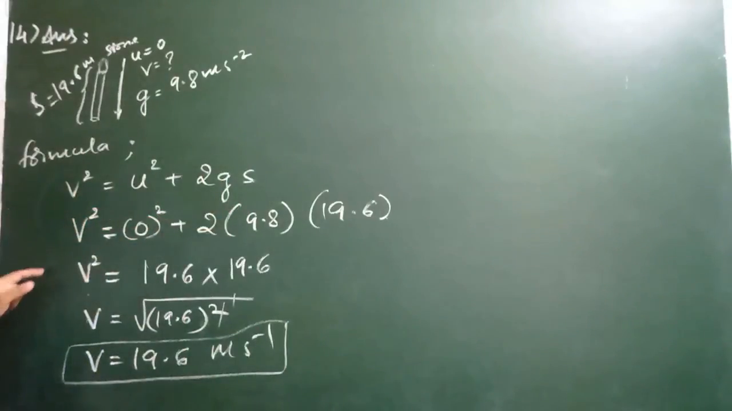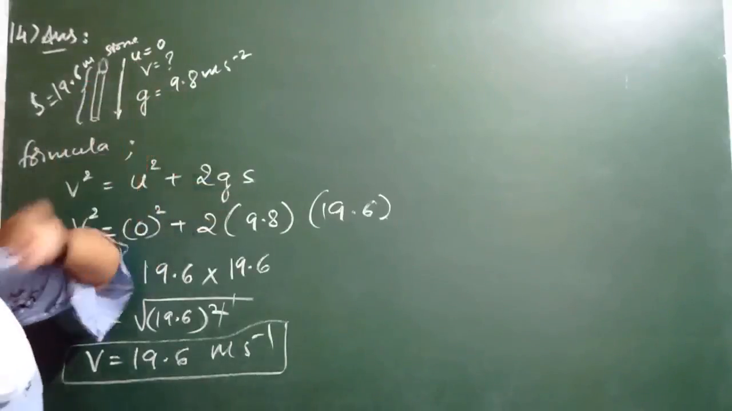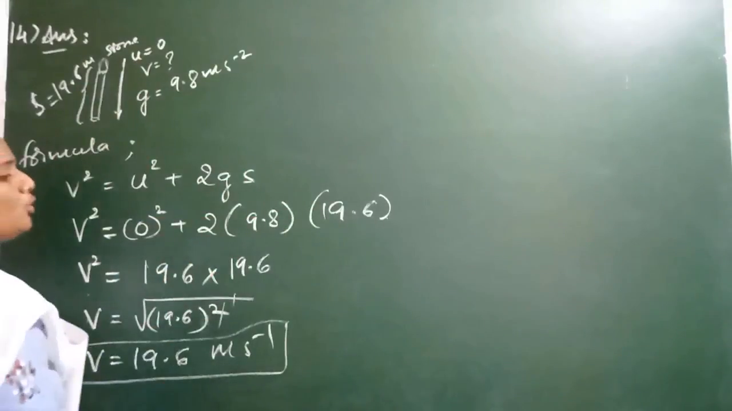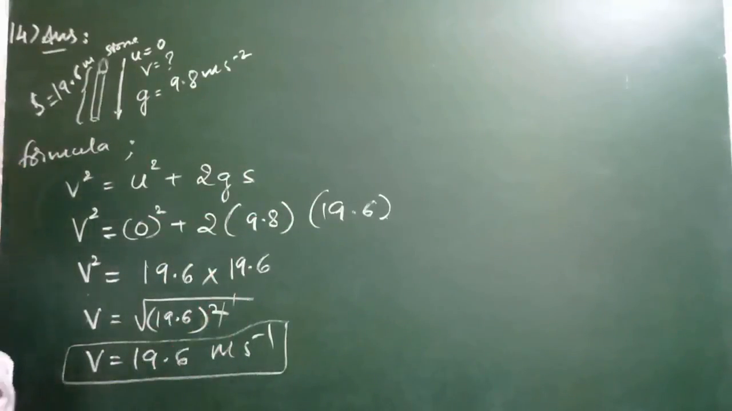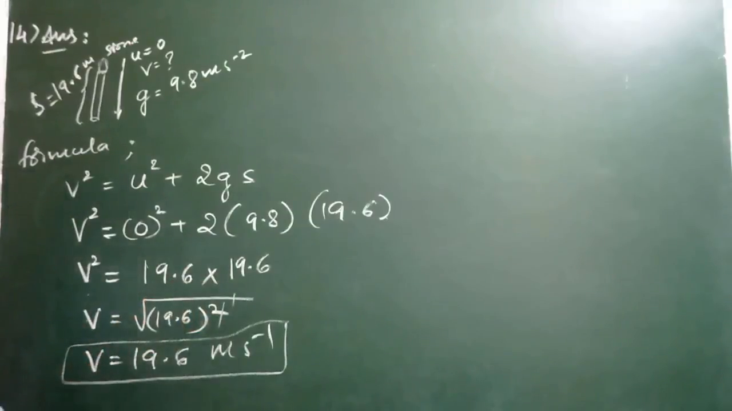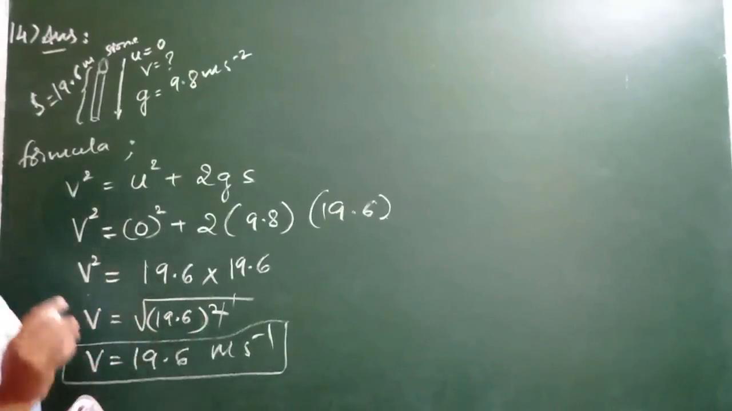Then substitute the values. U is nothing but 0. So then g is what? 9.8. S is what? 19.6. 9.8 into 2 is nothing but 19.6 only. So this can be written as 19.6 whole square, 19.6 into 19.6, both are the same, children.